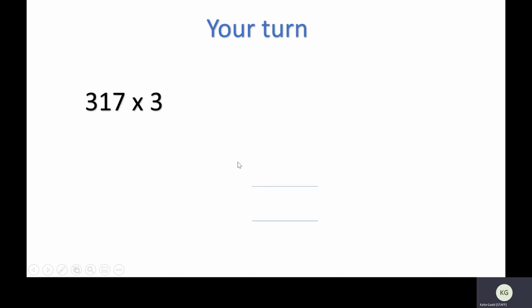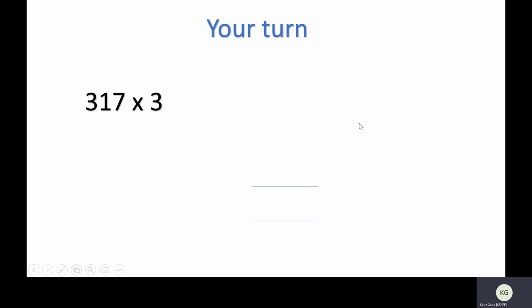Okay, your turn now. In a moment, I'd like you to pause this video and in your maths books, using your squares, remembering one number per box, have a go at calculating 317 multiplied by 3. So pause the video, have a go, and when you're done, come back and see how I've done it.